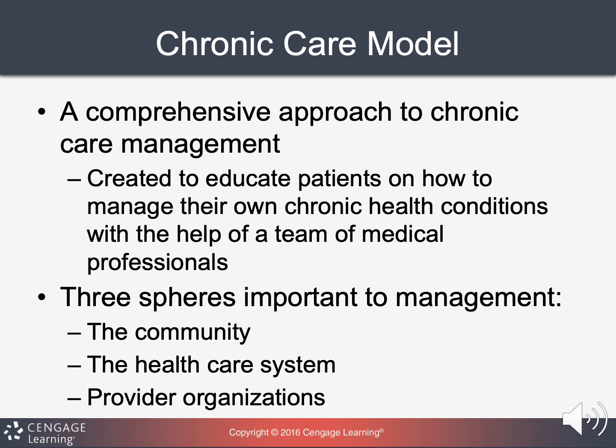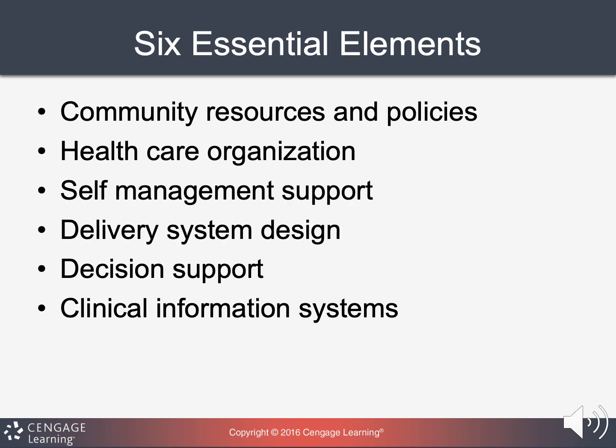So 3 spheres are important to management: the community that they're around, people, family members, what they have access to in their community, the actual healthcare system and how well it's working to deal with people with chronic conditions, and the provider organizations. The 6 essential elements of the chronic care model. We're going to start with community resources and policies.